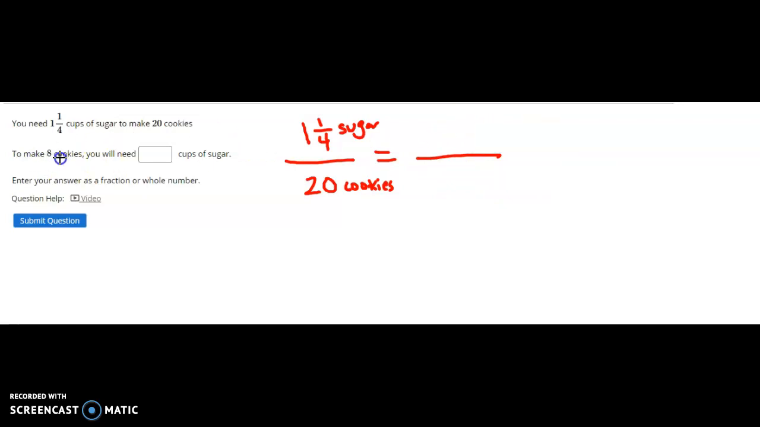I'm trying to make 8 cookies, so I'm going to put that 8 down here because the 20 is down here. I don't know how many cups of sugar, so I'll put x in the same spot the sugar is, in the numerator. And now I can just solve. I'm going to cross multiply. I have 1 1/4 times 8, so let's turn 1 1/4 into an improper fraction: 4 times 1 is 4, plus 1, we get 5/4. So it's really 5/4 times 8, which makes it a little easier to multiply.